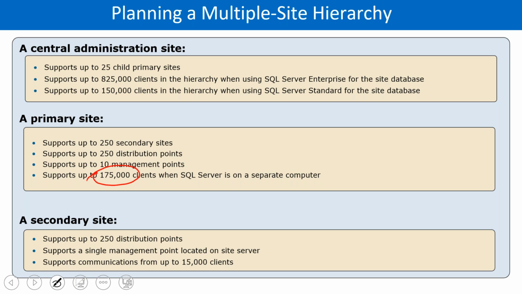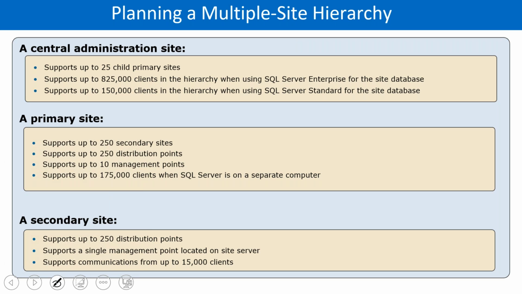Any question? This client number is a combination of the computers in the headquarters and the branch offices both. It's not just the headquarters devices, 175,000. It's the combination of the headquarters devices and the branch office devices, like the devices in secondary site control and the devices in primary site control. All those devices total, it can support 175,000. Got it? Yes, guys, there?